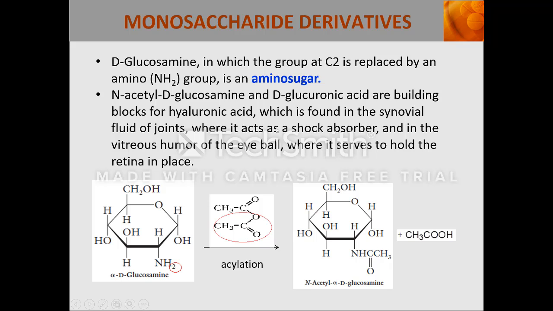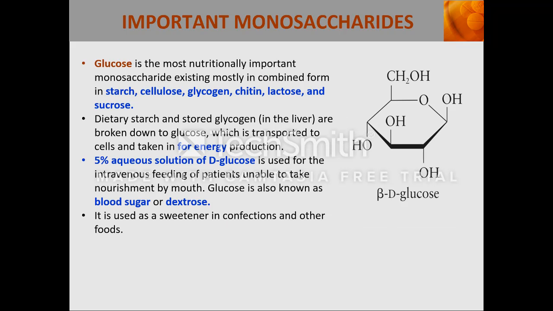The next derivative of monosaccharides is an amino sugar, D-glucosamine, in which the OH group at C2 is replaced by an amino group. N-acetyl D-glucosamine and D-glucuronic acid are building blocks for hyaluronic acid, which is found in the synovial fluid in joints and in the vitreous humor of the eyeball. The properties of the most important monosaccharides such as glucose, galactose, fructose, ribose, and deoxyribose also are given here.